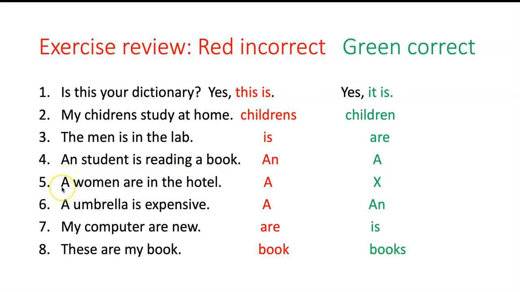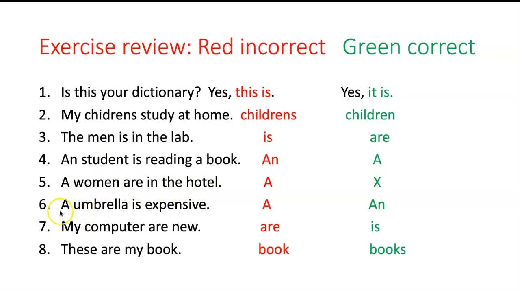Number 5, we have women, plural, a women are in the hotel. What is the error here? You can't use a with plurals, neither a nor an, okay? Because a or an you use with singular, not with plural. And women is plural. So the correct is nothing here, only women are in the hotel.